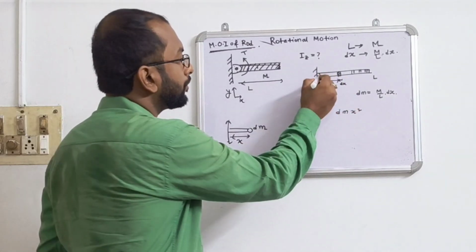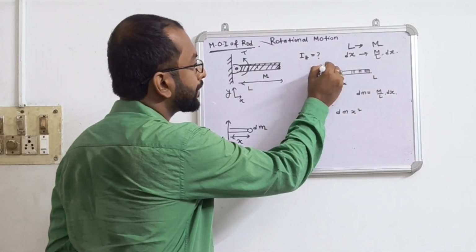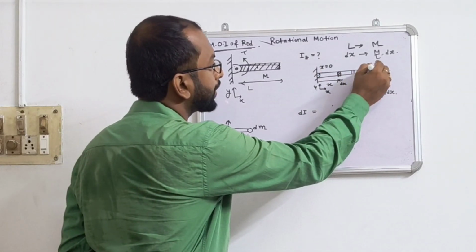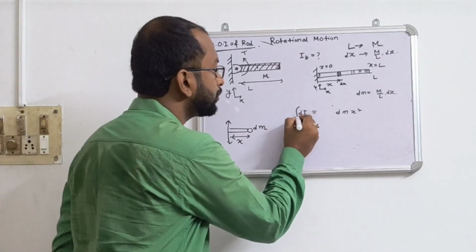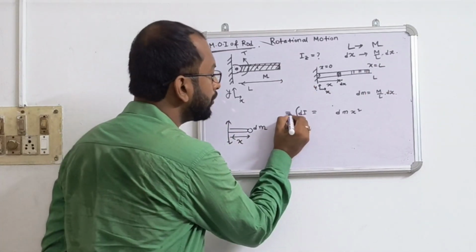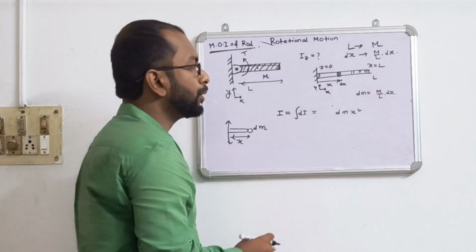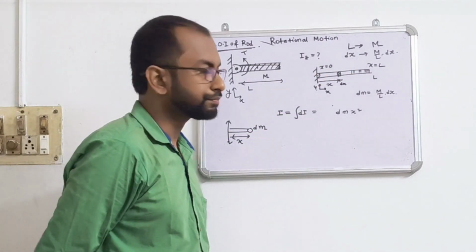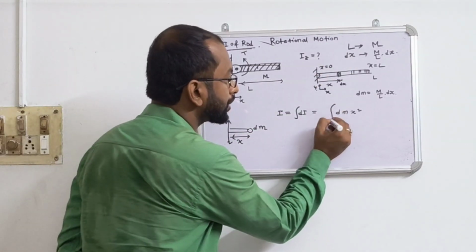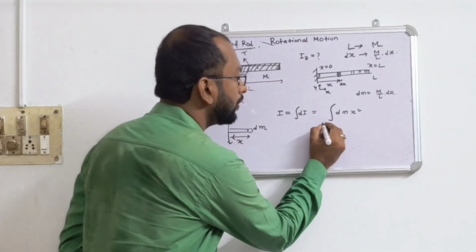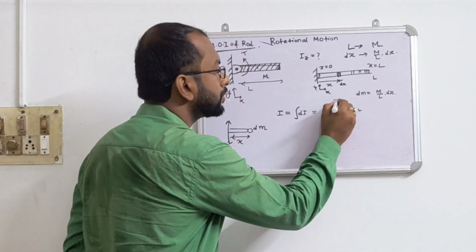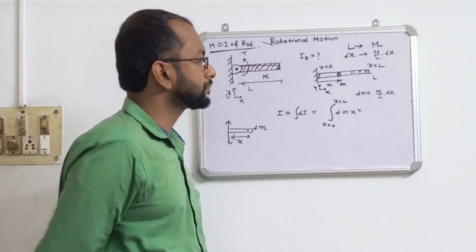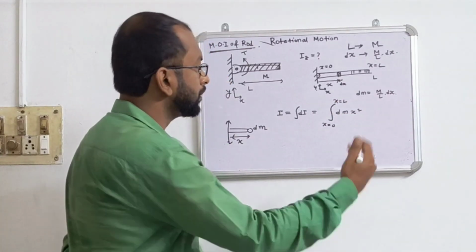Now if you add the small masses on the rod, starting from x equal to 0 and ending at x equal to L, you take a summation of that. Summation means you have to do integration. Then only you will be able to find out the entire moment of inertia of the rod. Now let us do the summation, meaning integration, from x equal to 0 to x equal to L. Now let us do it.